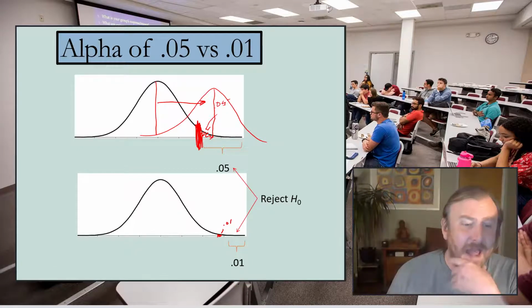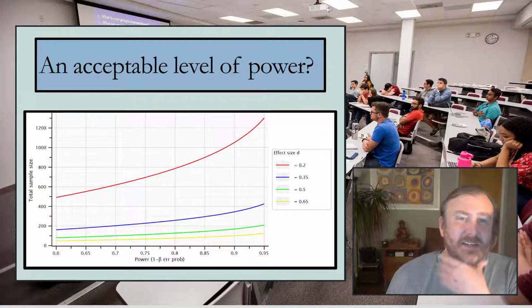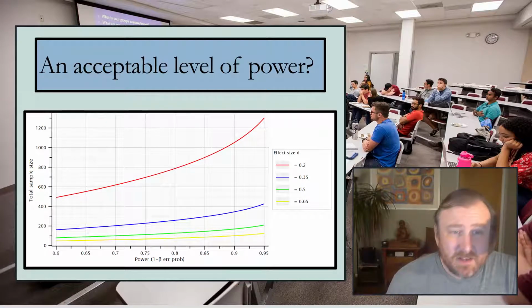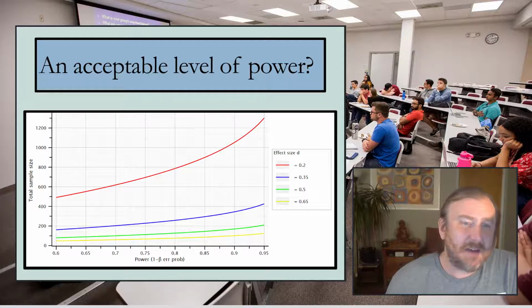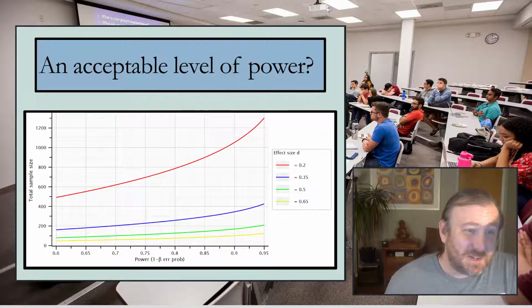So, what is an acceptable level of power? Well, here we can see it depends. If you've got a sizable effect, like in psychology, we typically don't get very big effect sizes like the yellow line. Let's say an effect size of this green line. Well, you can see here that if you want a power of 0.8, you're going to need about 150 people. Now, what if you're studying a very small effect? Look at this red line. How many people do you need for 0.8? Like 800 almost?